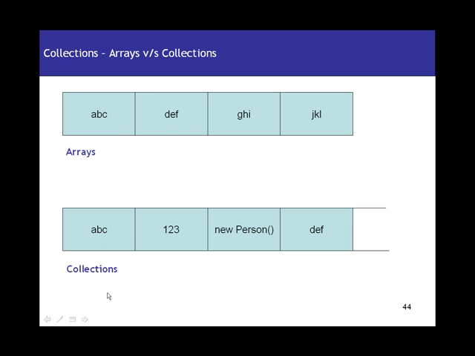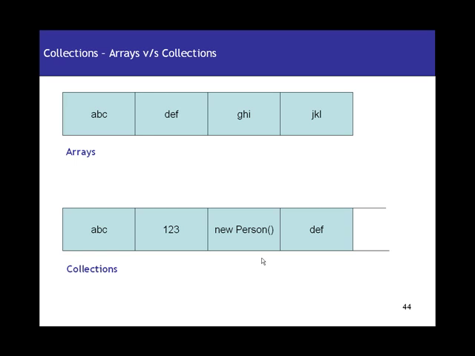But when it comes to collections, I can have different types of items in a collection. I can declare a collection and store a string in the first position, an integer in the second position, an object in the third position, and so on and so forth, right? So there is no limitation to the type of element I am storing in the collection. So that's one of the differences.